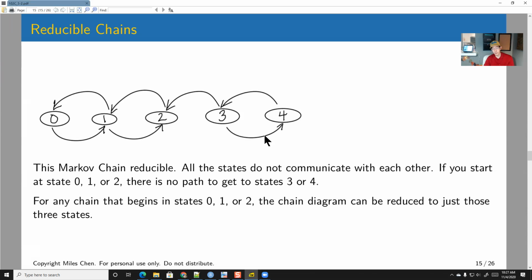But if we had an arrow that went to 4, but then we got rid of this arrow, then it would become reducible, because state 4 becomes kind of an absorbing state. Once it reaches 4, it's done. The chain is over. Actually, from state 4 you would need an arrow back to itself or something. But right now this is reducible. If you have an arrow that goes from 2 to 3 or 2 to 4, then it becomes irreducible again.